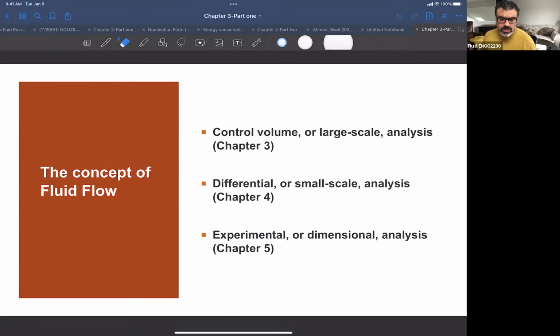Chapter 4 is talking about the differential or small-scale analysis, like what you see in, for example, the fluid velocity around a car. For example, if you are looking at the velocity distribution around the car, or small, detailed information that we are interested in. So this is going to be covered in chapter 4, again briefly.